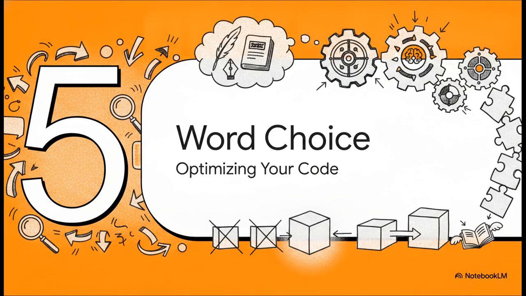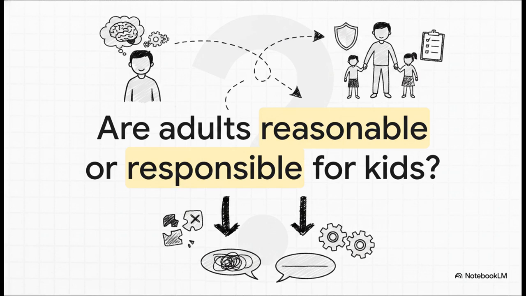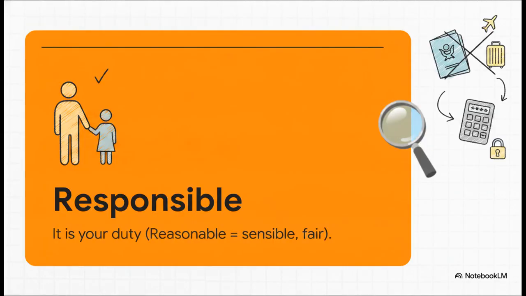Let's move to section 5, optimizing your word choice. It's time to refine your vocabulary and cut out the redundant data. Consider this scenario for a second. Are adults reasonable for their kids or responsible for their kids? I mean, they look similar, they definitely sound similar, but swapping these near synonyms causes major communicative glitches in your output. It really helps to cleanly separate these two easily confused concepts so we never mix up the code again.